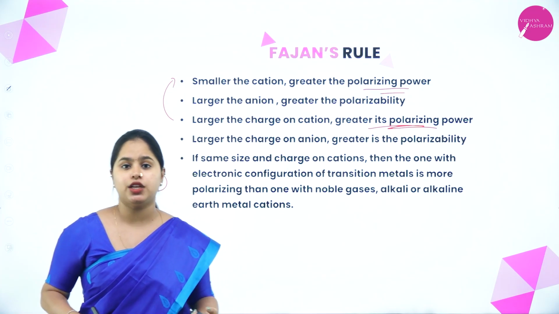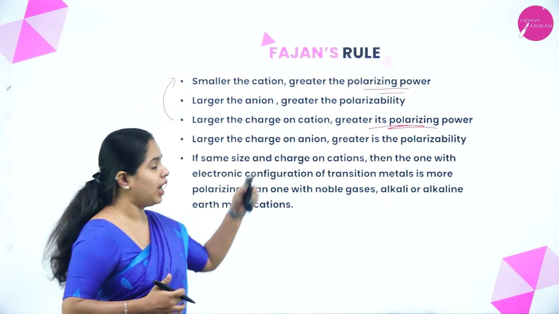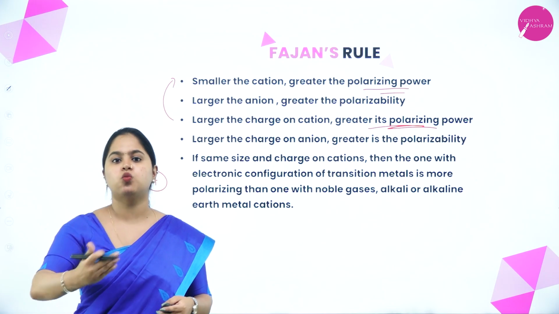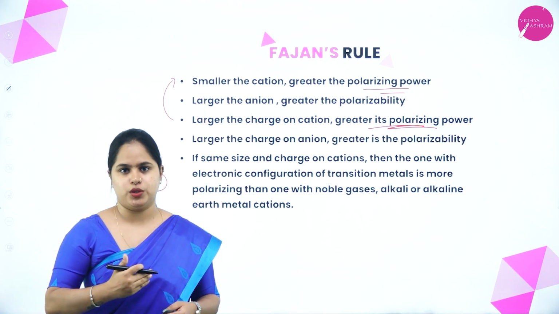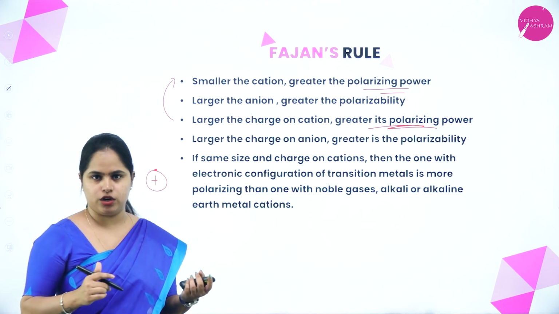Larger charge on anion means more and more electrons are getting added. Charge on anion means we know that it is negative charge, right? So if it is -1, it means 1 electron is being added onto it. -2 means 2 electrons are added onto it. That is how an anion is formed, right?